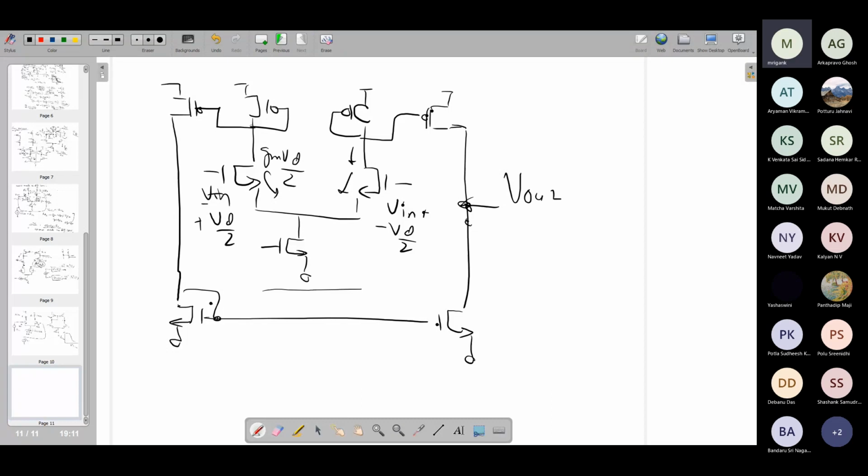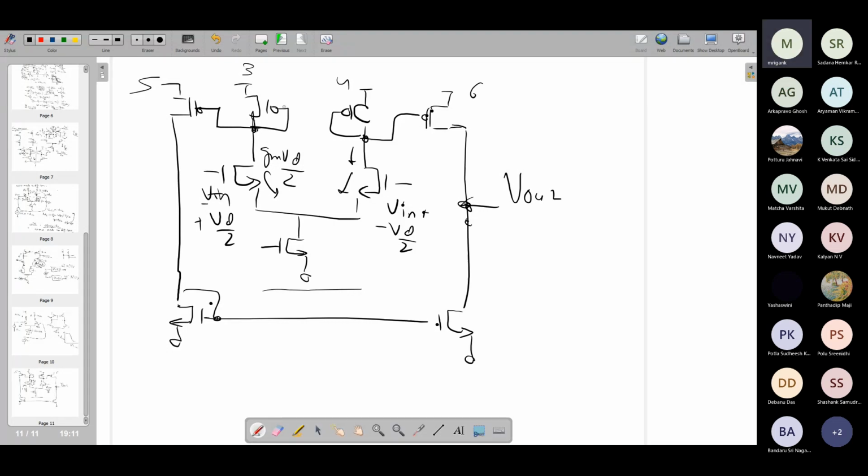Now, if you look at this, what is this forming? If I call these M3 and M4, and M5 and M6, what are M3 and M5 forming? M3, M5, what is it? Quickly. Current mirror, right? There is a diode-connected transistor M3 and then M5 is the output transistor. It is just like a current mirror.